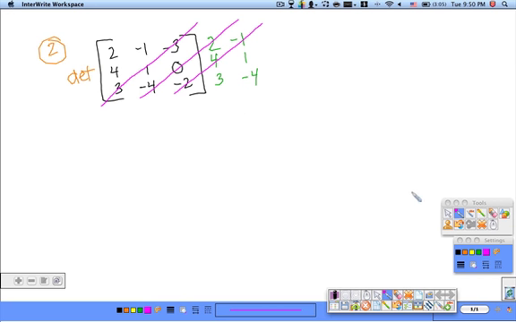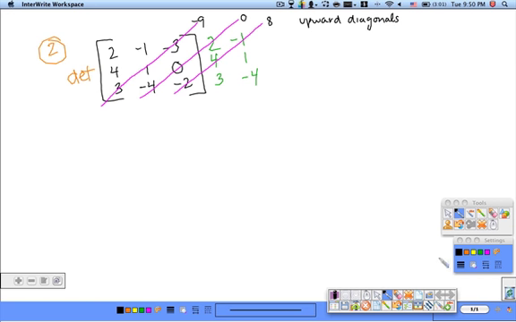What I'm going to do now is I'm going to write the product of each diagonal. So I'm going to multiply these three numbers, 3, 1, and -3, and get -9. 4, 0, 2, I'm going to get 0. -2, 4, -1 becomes 8. Alright, those are my upward diagonals.